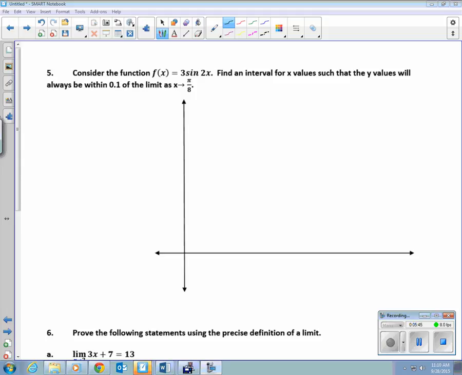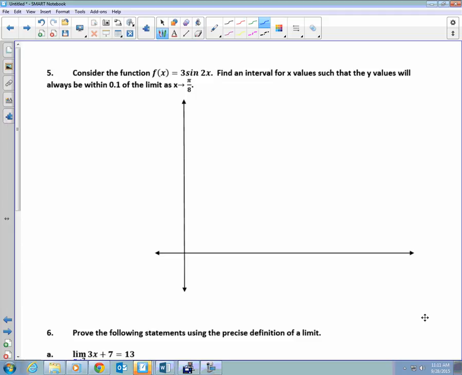Well, that's half the lesson. This is the other part. So let's suppose that this is the question that was posed to us. Let's suppose it said, consider the function f of x is 3 sine of 2x. Find an interval for x values such that the y values will always be within 0.1 of the limit as x goes to pi over 8. Now, there's really three things you should be ready to write down. This is the most important one. Limit as x goes to a of f of x is equal to L.